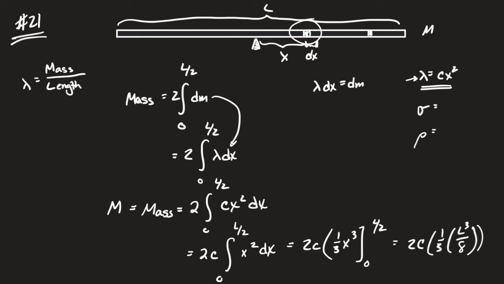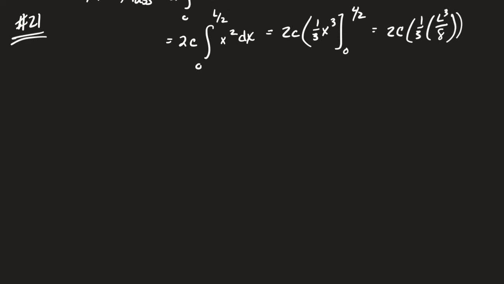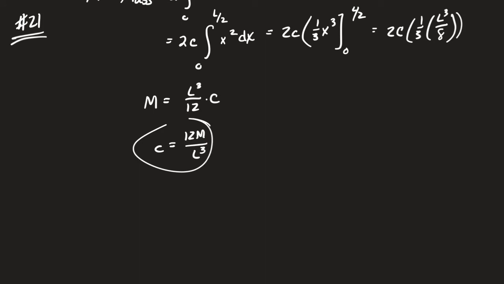Now it's way down there at the bottom, but I think we can kind of clean this up. M equals, let's see, cancel out one of the 2's and the 8, that'll be 4, so that'll be L cubed over 12 times C. So C's got to be 12M over L cubed. Interesting. It does work out to be mass over length cubed.